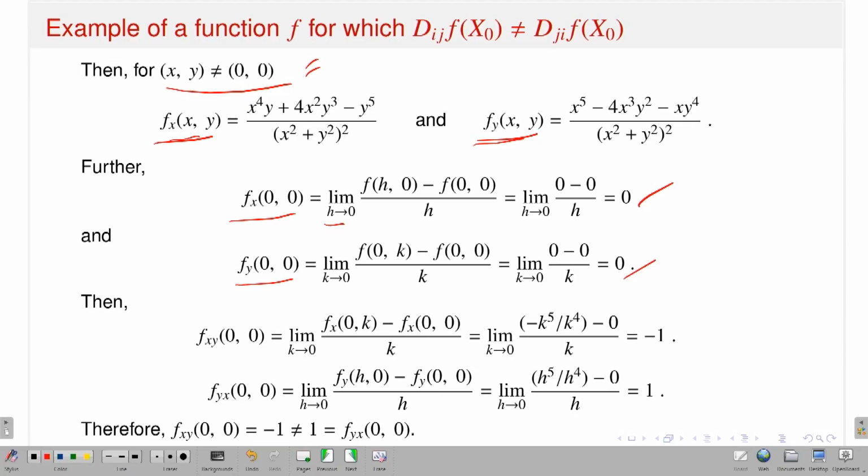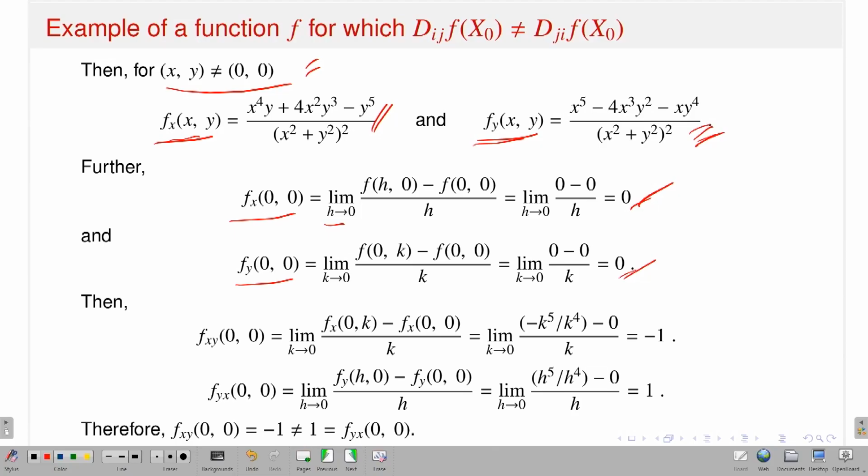So now your function del f del x is defined on whole R². At the point (x,y), if it is non-zero, its value is there, and at the point (0, 0) it is 0. Similarly, the partial derivative of f with respect to y variable is again defined on whole R². That means the first order partial derivatives exist at each point. So now it is a function from R² to R.